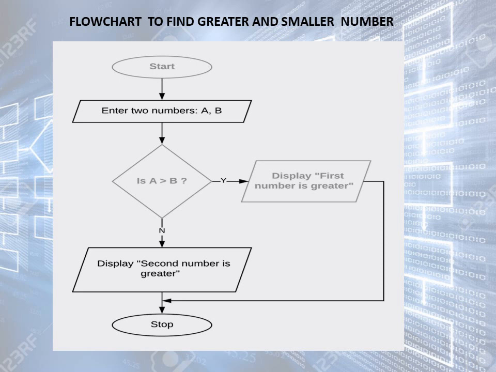So there is a flow line. To enter two numbers, we use the input symbol, a parallelogram. For providing the condition A is greater than B, we use the diamond symbol. Then display first number is greater, again the output symbol, the parallelogram, and it will go by the flow line to the stop if the condition is satisfied. Means when we get this output, after that we stop the program, and if no, it will come to display second number is greater, and again it will stop the program. So these are simple examples in which we use the symbols to represent the flowchart. So this is about the flowchart. Thank you.